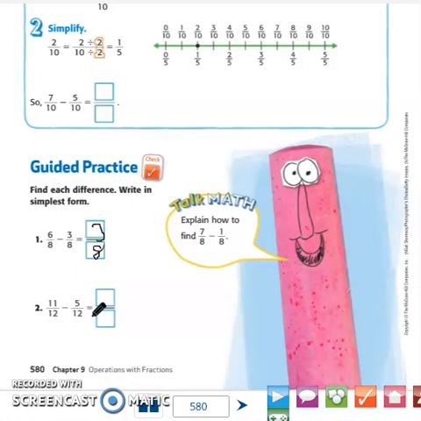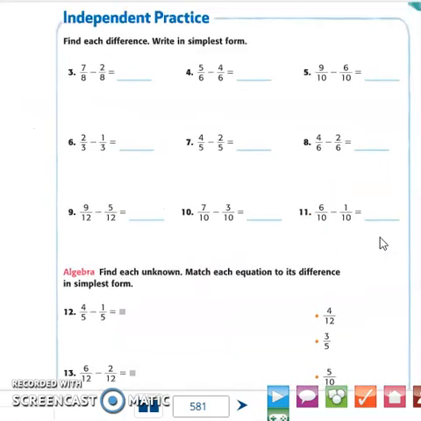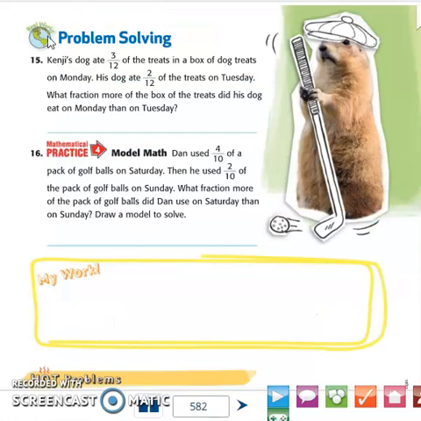11/12 minus 5/12. And continue on with these problems in the independent practice. And when you get to the problem solving ones, you just have to write out the equation and then write your sentence answer. Please use the My Workspace for the equation and the lines for your sentence answer.